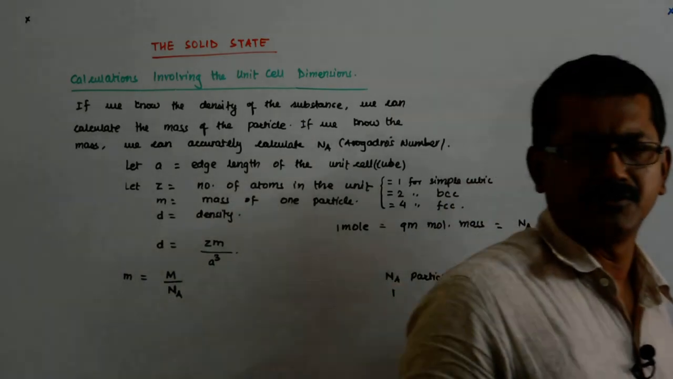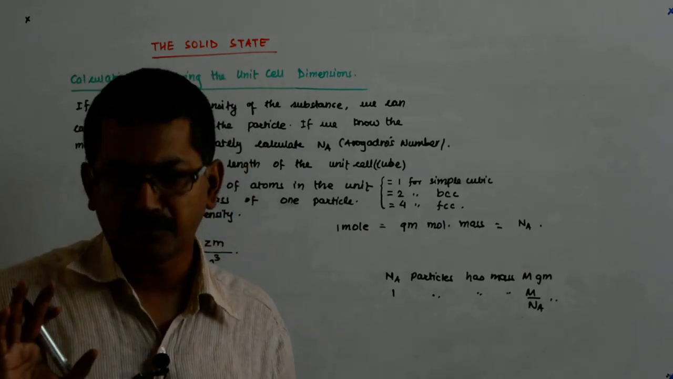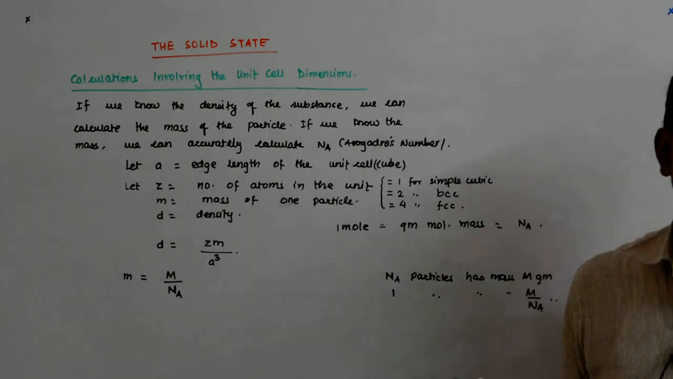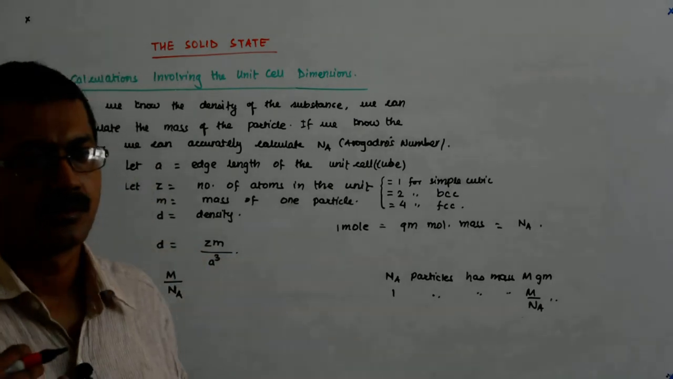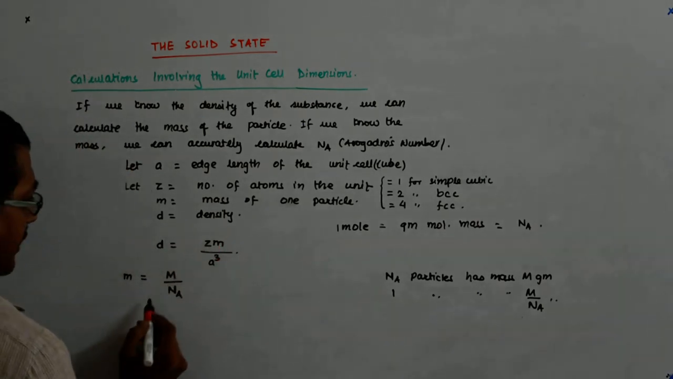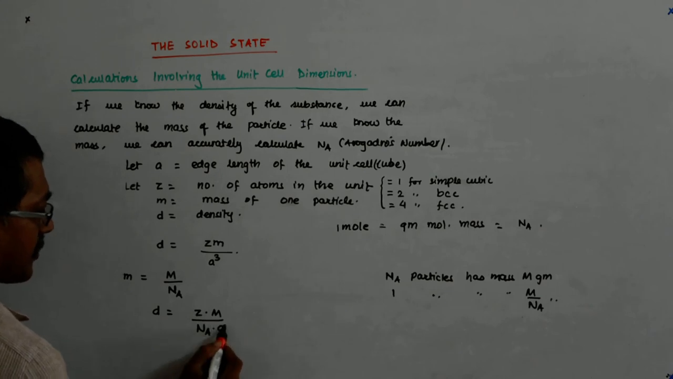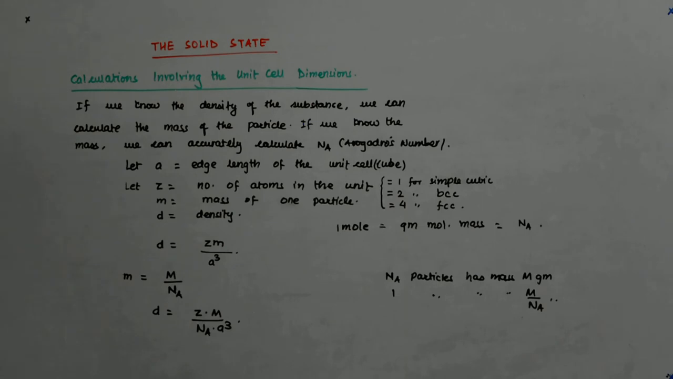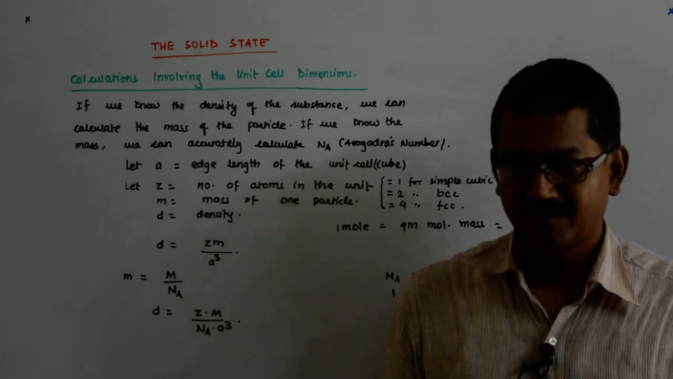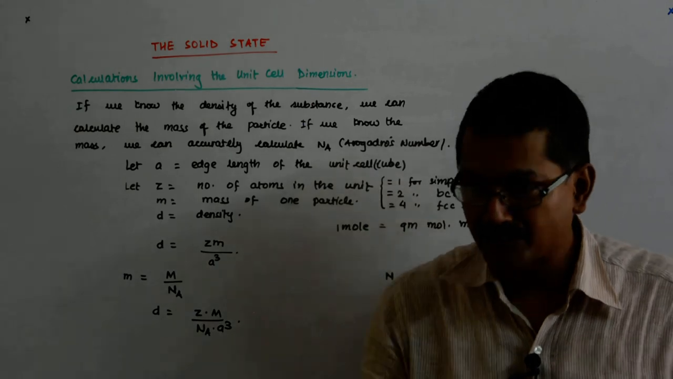You have understood or there is still a confusion? You have understood why M is not a mole? Though it contains 1 mole of things, that is 1 Avogadro number of species, as far as its mass is concerned, it is equal to capital M gram molecular mass. One mole contains mass in grams, right? So gram molecular mass. So M is equal to that. So what do I do? I put this there. So D becomes Z into M upon Na into A cube. Capital M is the gram molecular mass of one mole. M grams contains Na particles. That's what I'm telling you.